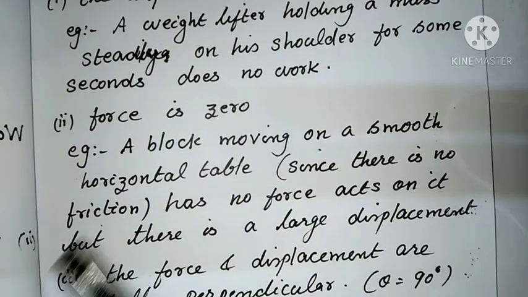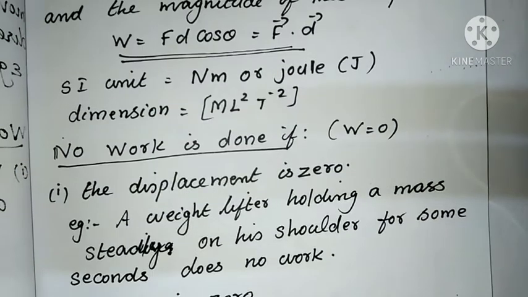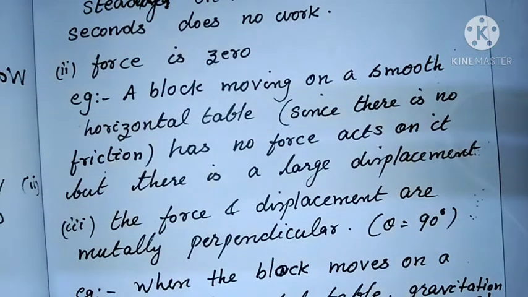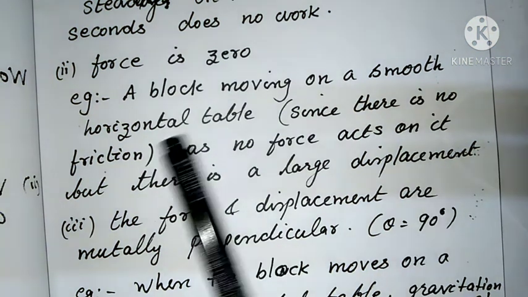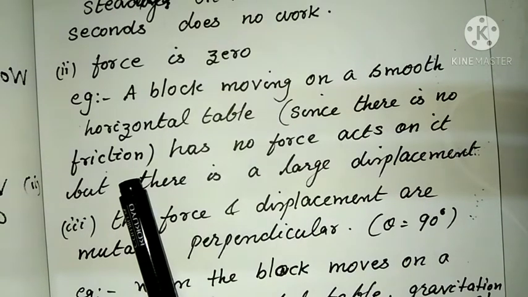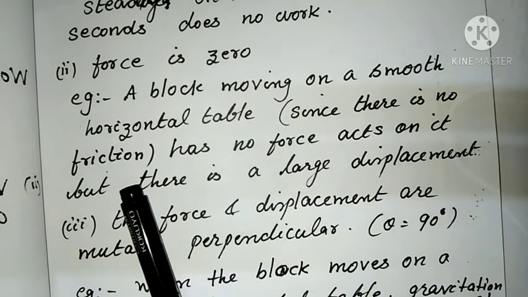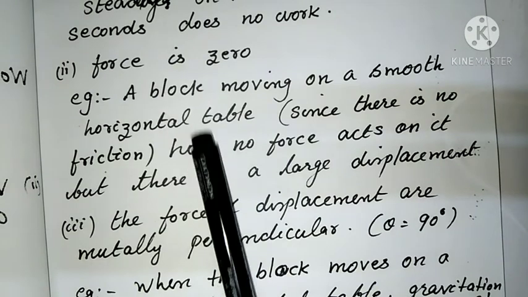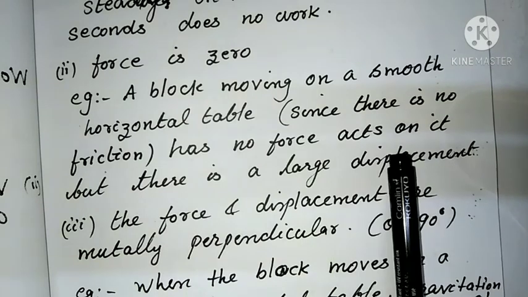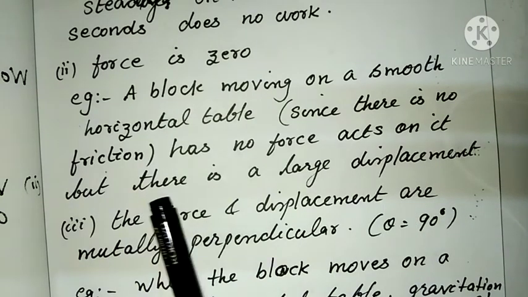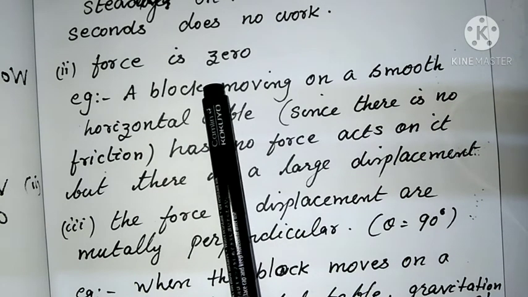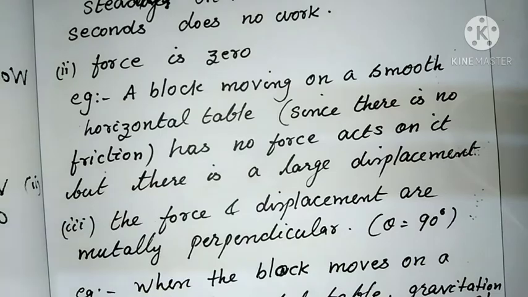Then the second case, force is 0. So in the formula F equals 0, then W equals 0. Example here, a block moving on a smooth horizontal table. Smooth horizontal table means there is no frictional force. We can assume that there is no frictional force. So when the block moves on a smooth horizontal table, what happens there? There is no force. But there is a large displacement. So if there is no force, work is 0. So this is the second case.